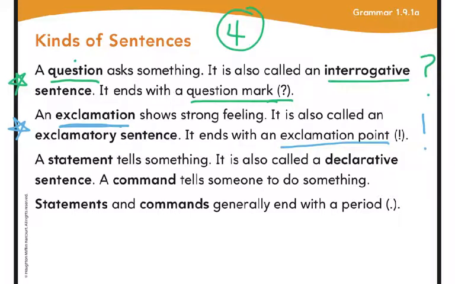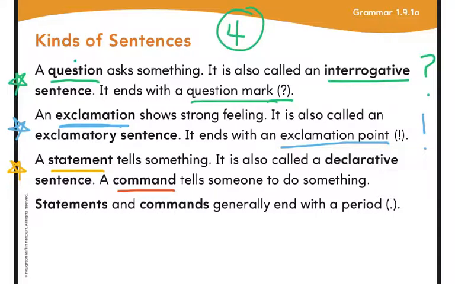So let's go down to the next one. This is the most common one that we use, and it is a statement. A statement just tells something. It is also called a declarative sentence. But I just want you to remember it's a statement. Okay? Now, something that goes close with a statement is this next one. It's a command. A command tells someone to do something. And I remember we practiced these a little bit.